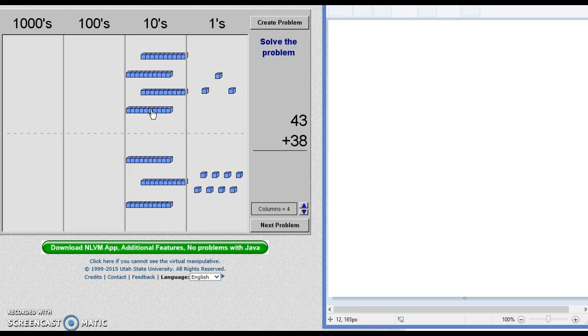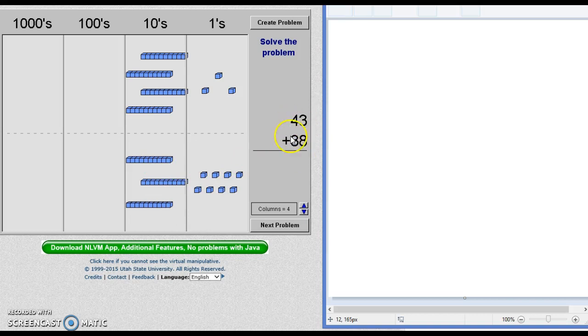So for each operation, and we're going to start with addition here, we are going to use base blocks to demonstrate why we do what we do in the standard algorithm. So we've got an addition problem here represented. So we've got 43 plus 38.